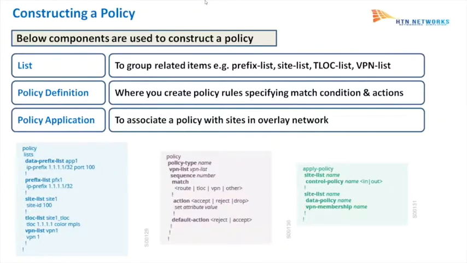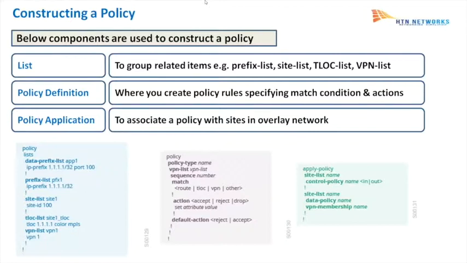Then the VPN list. Let's say you have configured 5 VPNs in your network, VPN 1, 2, 3, 4, and 5. So you include the list of those VPNs where you want to apply this policy, which VPNs you want to cover. Then the policy definition, where you create the policy rules and specify some match conditions, and then based on those match conditions, you take the actions. Third thing is to associate that policy with a site or with a VPN in the overlay network.